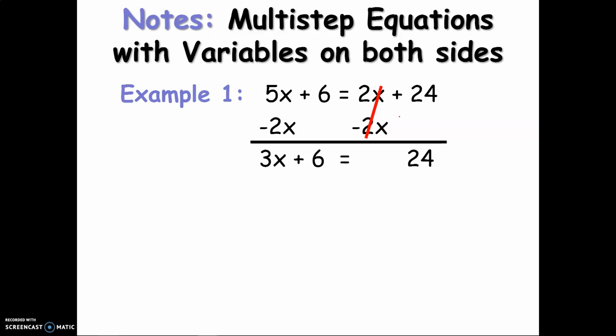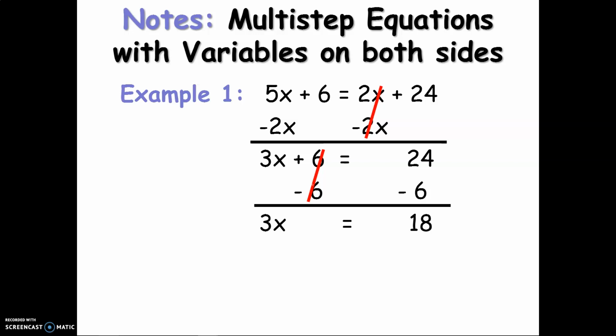Remember, our objective is to reverse order of operations. So first we ask ourselves, is there any addition or subtraction? And on the left-hand side, we see a plus 6. So we want to remove plus 6 by doing the opposite, which is minus 6. But what we do on one side of the equation, we must do on the other. On the left-hand side, we get 6 minus 6, or 0. And on the right-hand side, we get 24 minus 6, or 18. Bringing everything down, this becomes 3x is equal to 18.